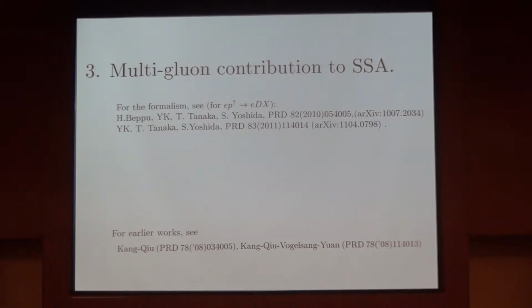Okay, let me proceed to discuss the three gluon correlation functions. As everybody knows, gluons are ample in the nucleon. About 50% of the proton momentum is carried by gluons. Therefore, it's natural to expect that gluon correlation also plays an important role.